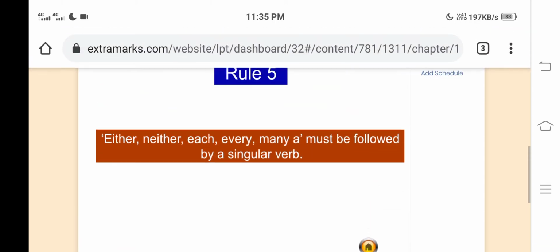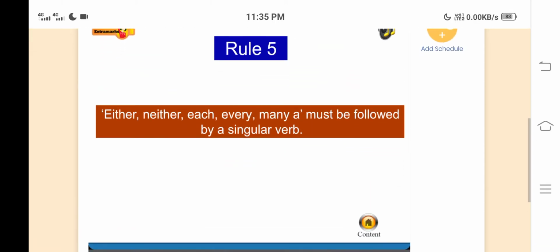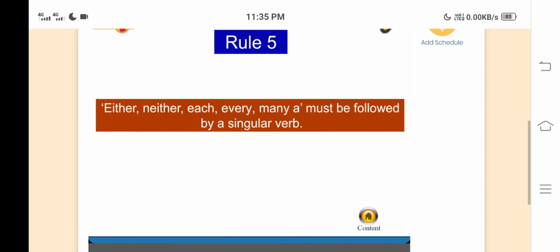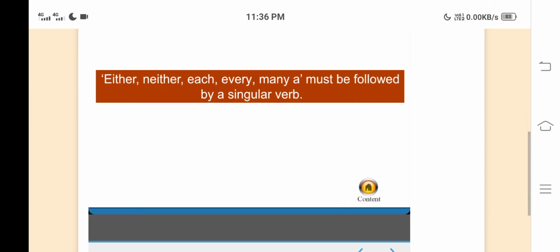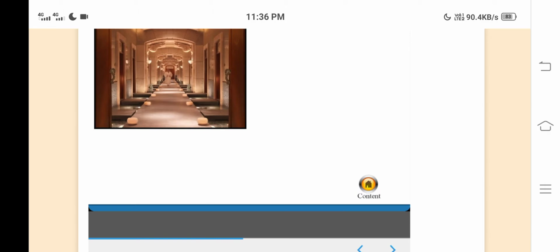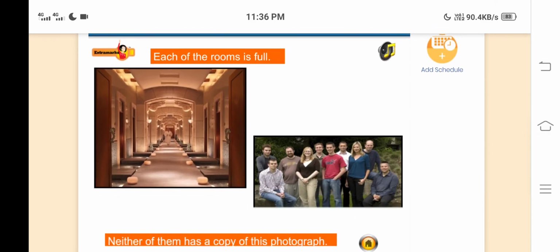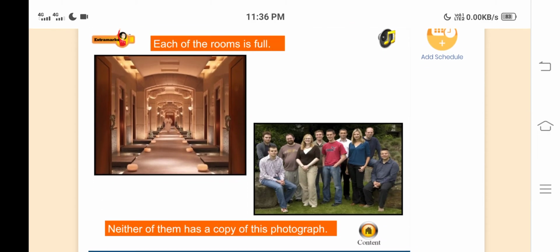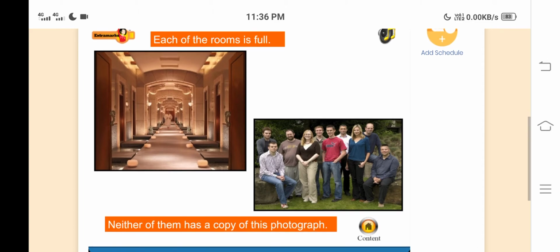Rule 5. The subject constituted by the use of either, neither, each, every, many a, must be treated as singular. The subject in the sentences, each of the rooms is full, and neither of them has a copy of this photograph, are singular.